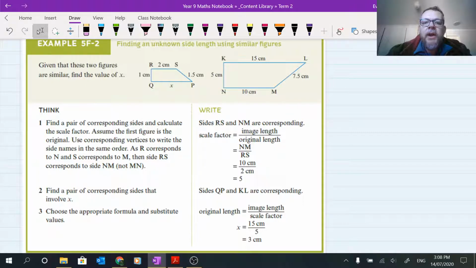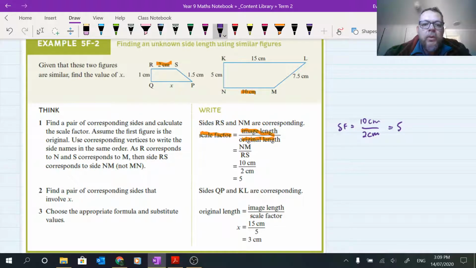Okay, now the next one is just going to say, given that the two figures are similar, find the value of x. And this is what we did on our worked example, isn't it? So first of all, we've got to work out our scale factor. And remember, our scale factor formula is the image length over the original length. So let's just find some corresponding sides. They look nice and easy, so we'll do that one. So the scale factor equals image length over original length, so it's 10 centimeters for our image divided by 2 centimeters for our original, so we have a scale factor of 5.